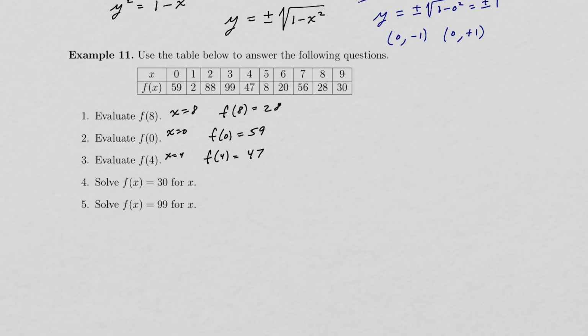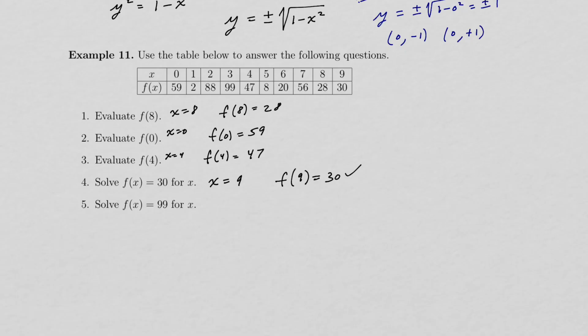Okay, what about the last couple? Solve f of x equals 30 for x. Well, when it says f of x equals 30, it's saying the output is 30, so we go over here to the f of x now. If f of x is 30, what is the input? What's the x value? Well, in this case, x must be 9. Again, you can check it because f of 9 gives me 30. That's why it works, right?